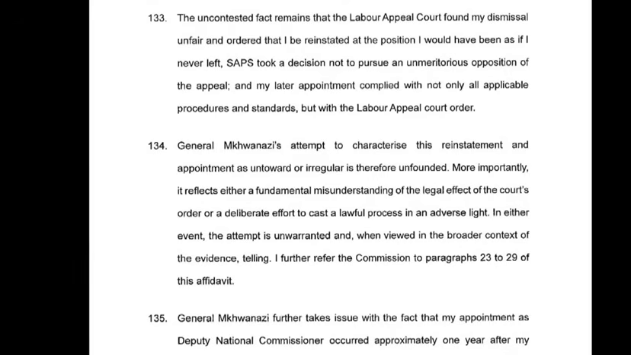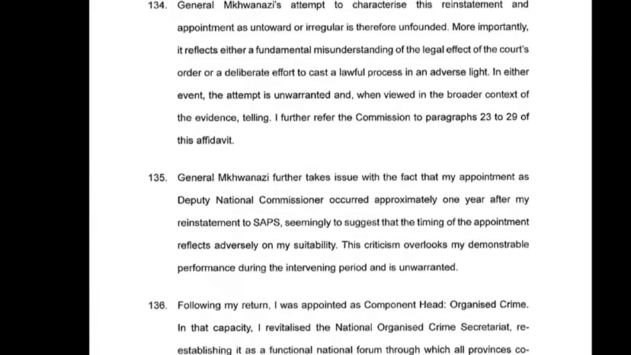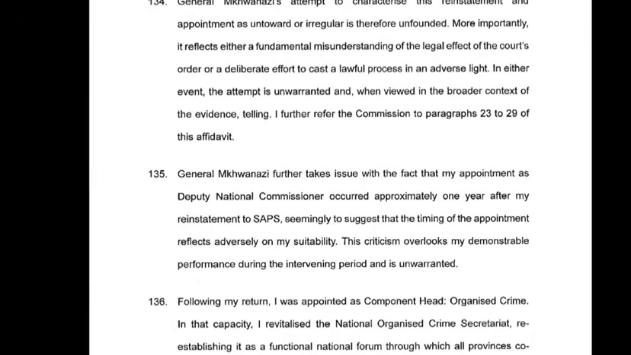General Mkhwanazi further takes issue with the fact that my appointment as Deputy National Commissioner occurred approximately 1 year after my reinstatement to SAPS, seemingly to suggest that the timing of the appointment reflects adversely on my suitability. This criticism overlooks my demonstrable performance during the intervening period and is unwarranted.